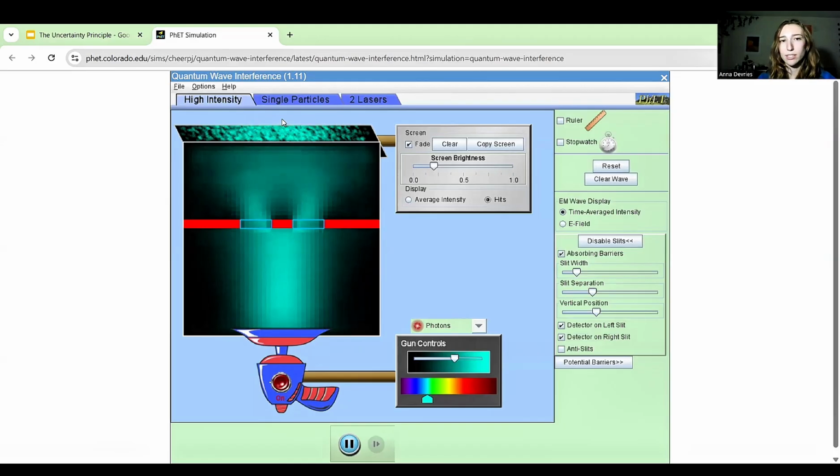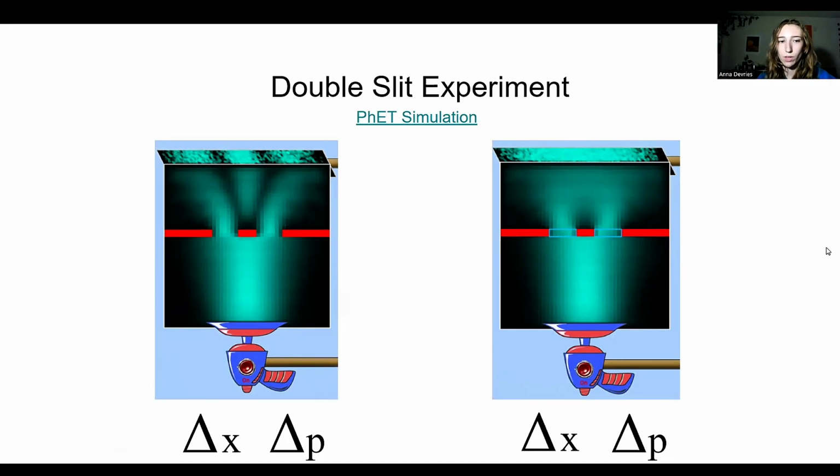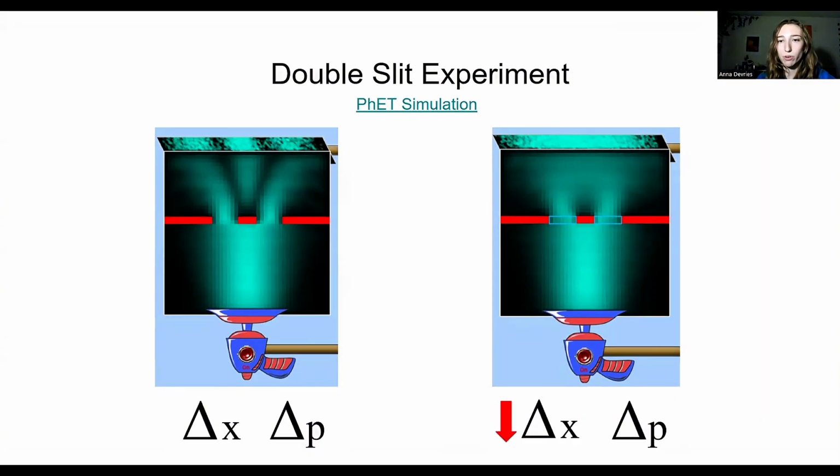So why does this happen? Well, this is because we can't know position and momentum at the same time. When we add the detector, we are decreasing the uncertainty in our position, and in turn, we lose information about the momentum. But on the other hand, when there is no detector, there's a lot of uncertainty in our position, and we don't know which slit the particle is going through. But there is more certainty in the momentum, which is why we can see this consistent interference pattern form.